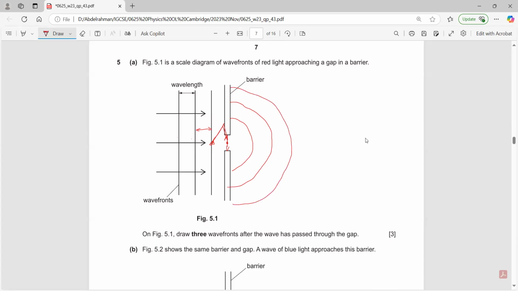Definitely you are drawing using your compass. So these are the three wavefronts that have passed through the gap. This is a narrow gap.